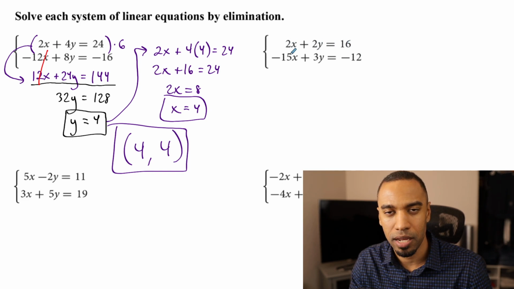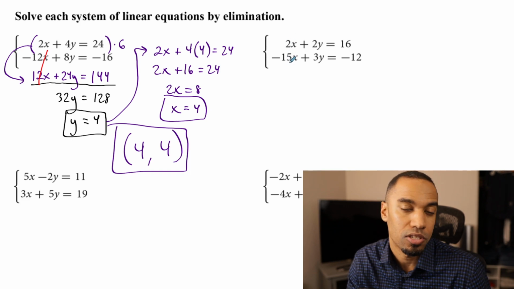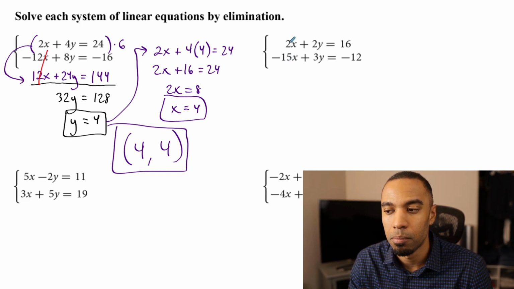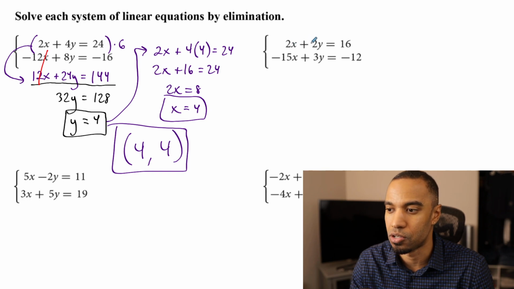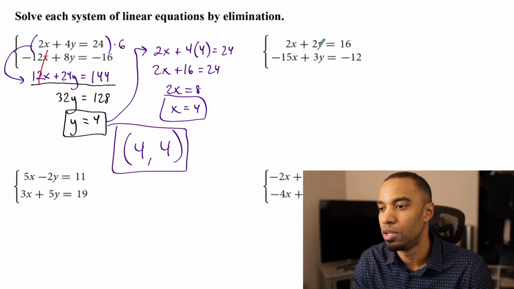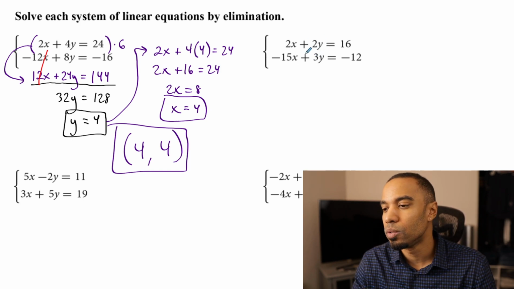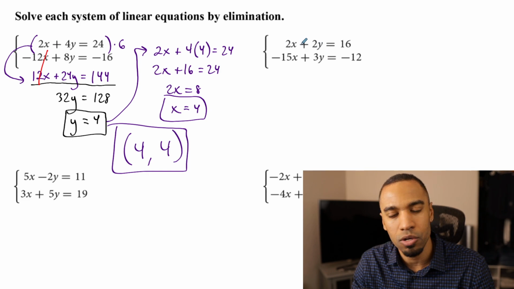If my goal is to eliminate a variable, I'd have to multiply 2x by something to make a positive 15x. I want to eliminate them. But that number is 7.5, and I sure don't want to multiply these all by 7.5. I don't want to deal with decimals or fractions. 2 would have to multiply by 1.5 to match with 3. I'd rather not deal with something like that.